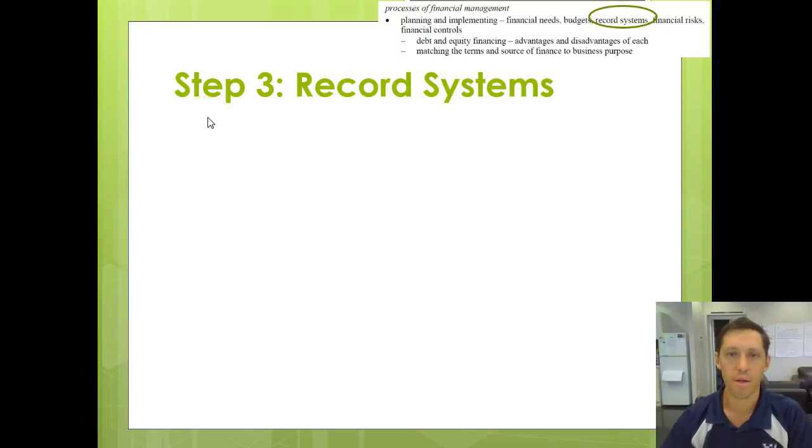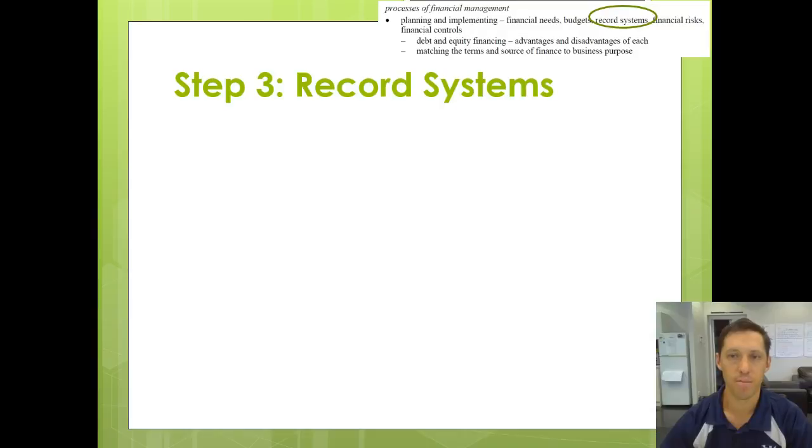Okay, let's continue on with our processes of financial management. Last video we looked at the start of planning and implementing, which related to financial needs and budgets. And now we'll continue on with the remaining three elements of planning and implementing, which are record systems, financial risks, and financial controls. Remembering that these are all processes that a financial manager would need to go through to ensure the long-term success of the business.